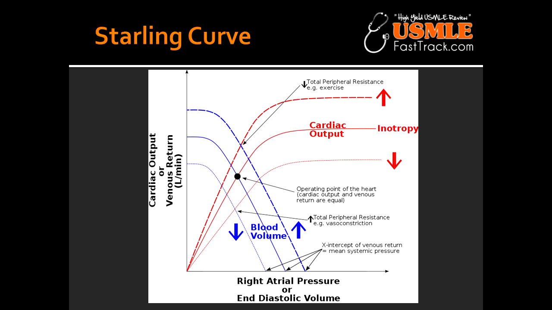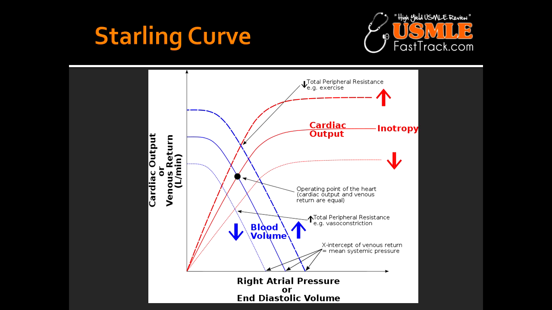What are some of the reasons for an increase in contractility? An increase in contractility happens with sympathetic stimulation, catecholamines, and digoxin. What are some of the causes of a decrease in contractility? A decrease in contractility happens with the loss of myocardium, such as an MI, beta blockers, or calcium channel blockers.